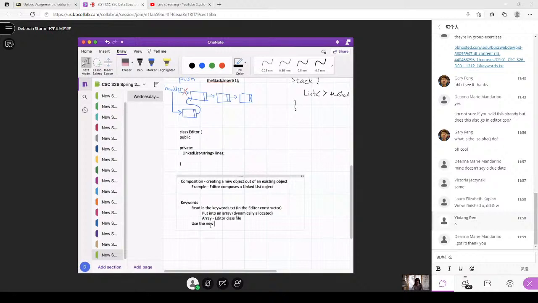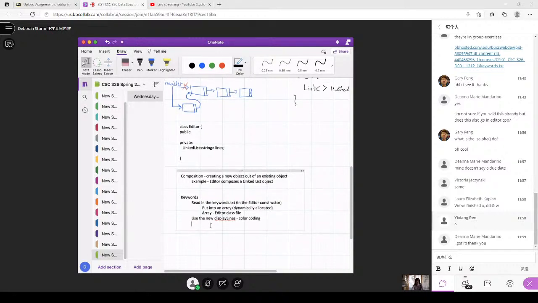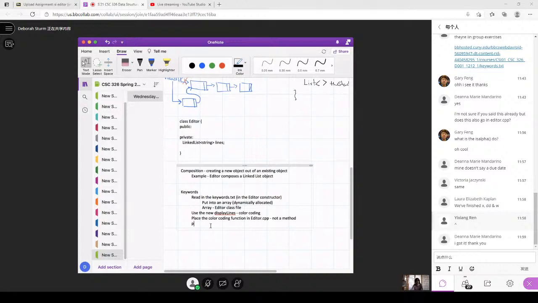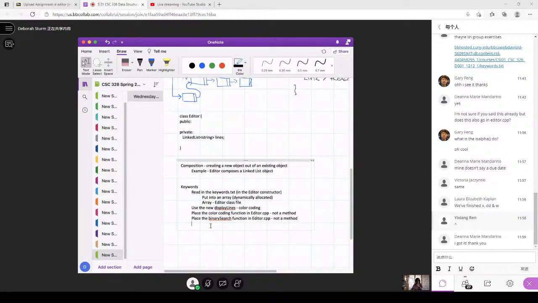Use the new display lines, and that should do the color coding. Make sure to place the color coding function in. It's a function, not a method. It's the same as place cursor at, the same idea. And remember to place the binary search function in editor.cpp. It's also not a method. Hey, did I forget anything? This is also all to get the keywords going.